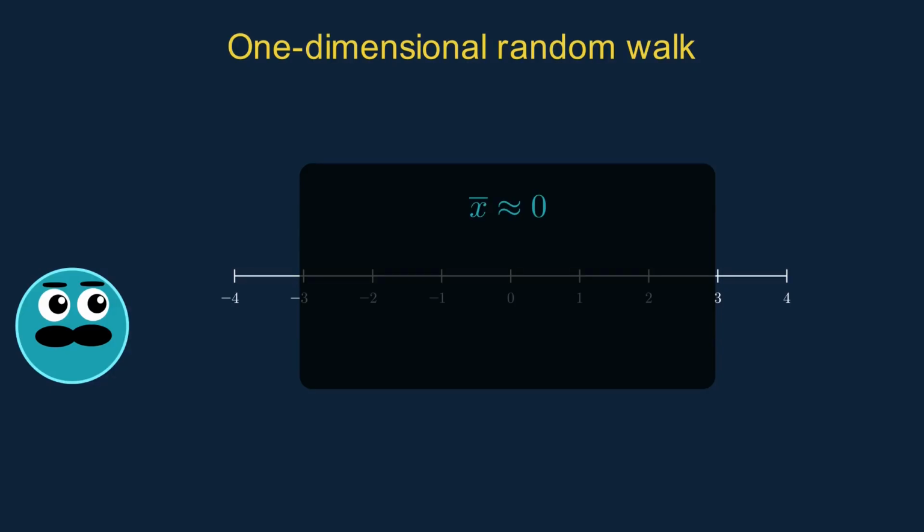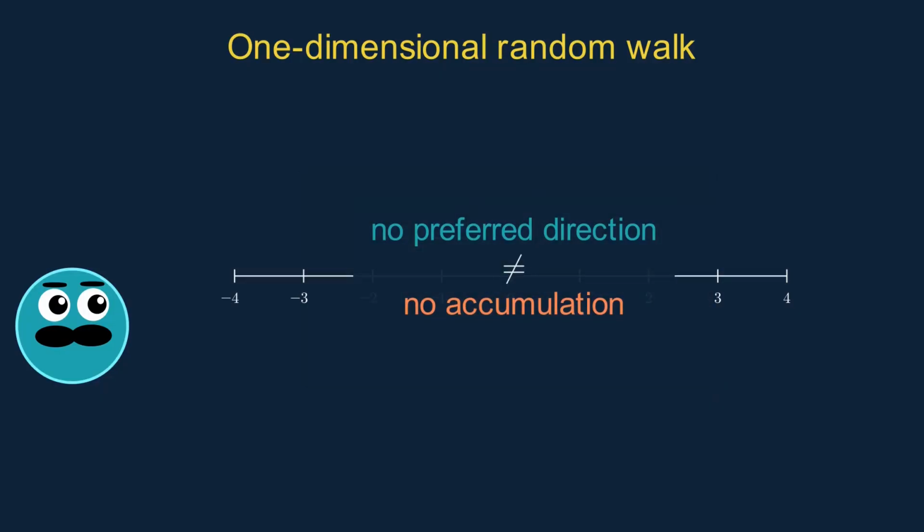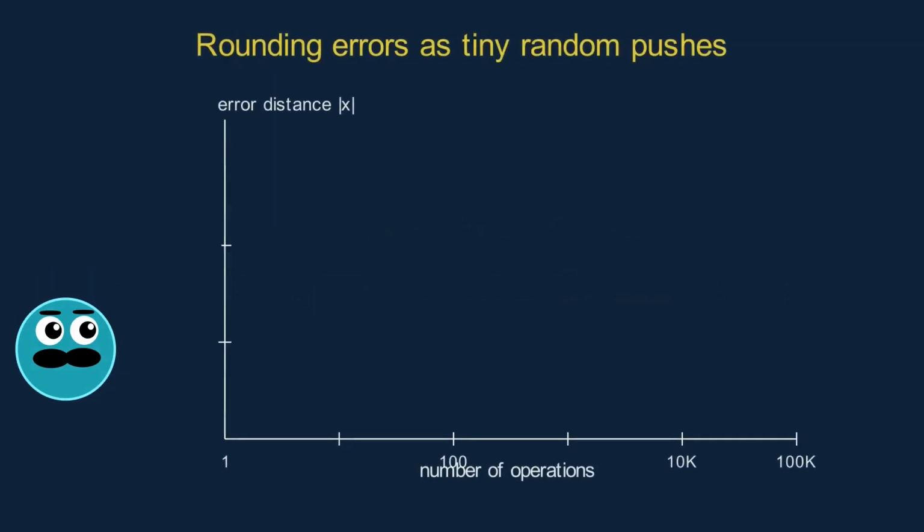And one of the most important facts about this random walk is the average signed position stays close to 0, but the typical distance from the start grows approximately like square root of n. This is the key idea. Random errors do cancel in one sense. They do not create a preferred direction, but they do not disappear. They spread out, and that spreading grows like the square root of the number of steps.